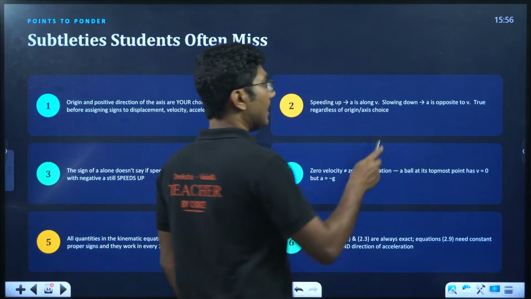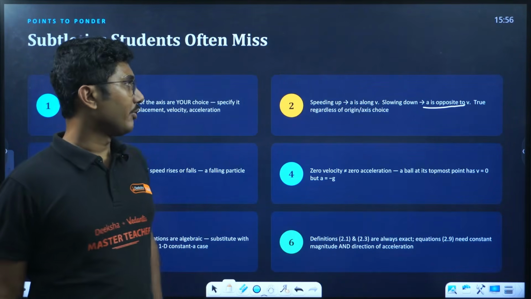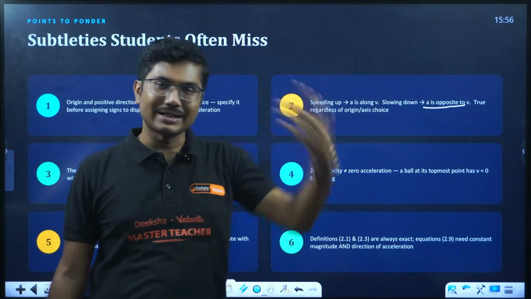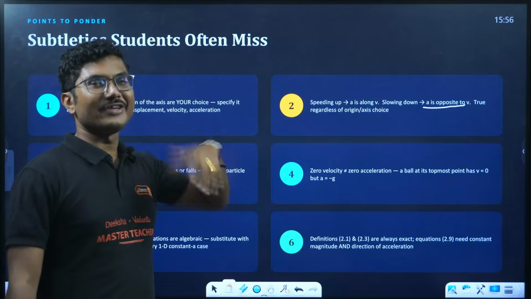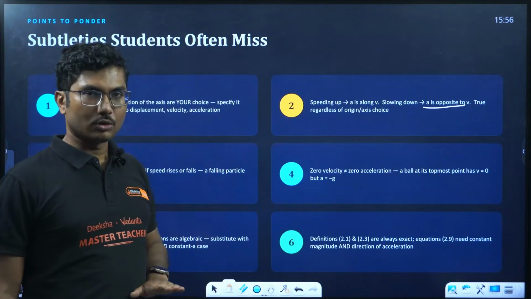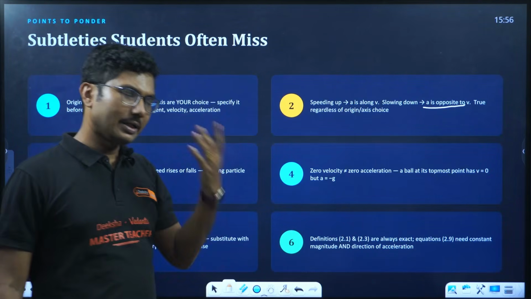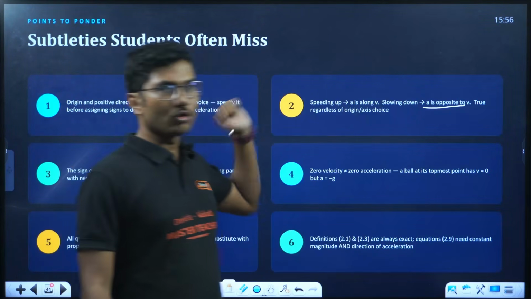Okay, so if a and v are opposite, then it is slowing down. Okay, for speeding up, a and v are in the same direction. If a and v are in the opposite direction, then the object slows down. If a and v are in the same direction, the object's speed increases. So that is a more common point.